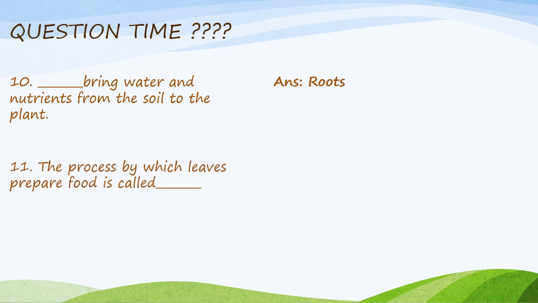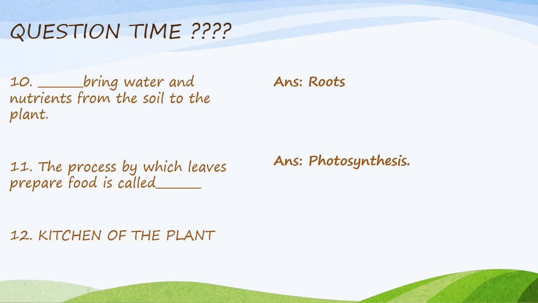Next question. The process by which leaves prepare food is called photosynthesis. It is called photosynthesis. Now, question number 12. What is known as the kitchen of the plant? Leaves are called the kitchen of the plant.